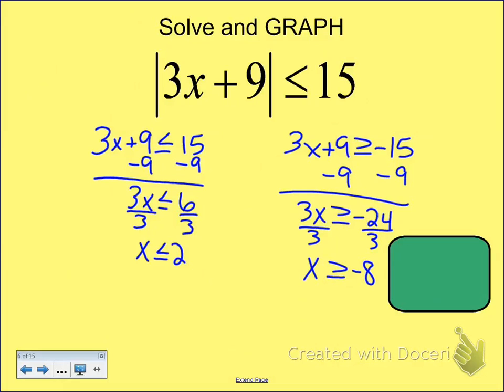Now we graph this on a number line. Negative 8 is on the left. 2 is on the right. Open or closed dots? This time they are closed. You are correct, because of this equal to right here. So this is going to be a closed dot for both of them. And we want all the numbers that are less than 2, so we're going to go to the left. And greater than negative 8, so we're going to go to the right. And they have to fit both criteria. So it's only going to be the ones here in the middle between our two numbers.